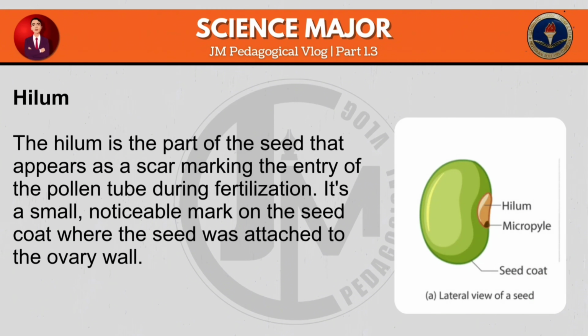The hilum is the part of the seed that appears as a scar marking the entry of the pollen tube during fertilization. It's a small, noticeable mark on the seed coat where the seed was attached to the ovary wall.